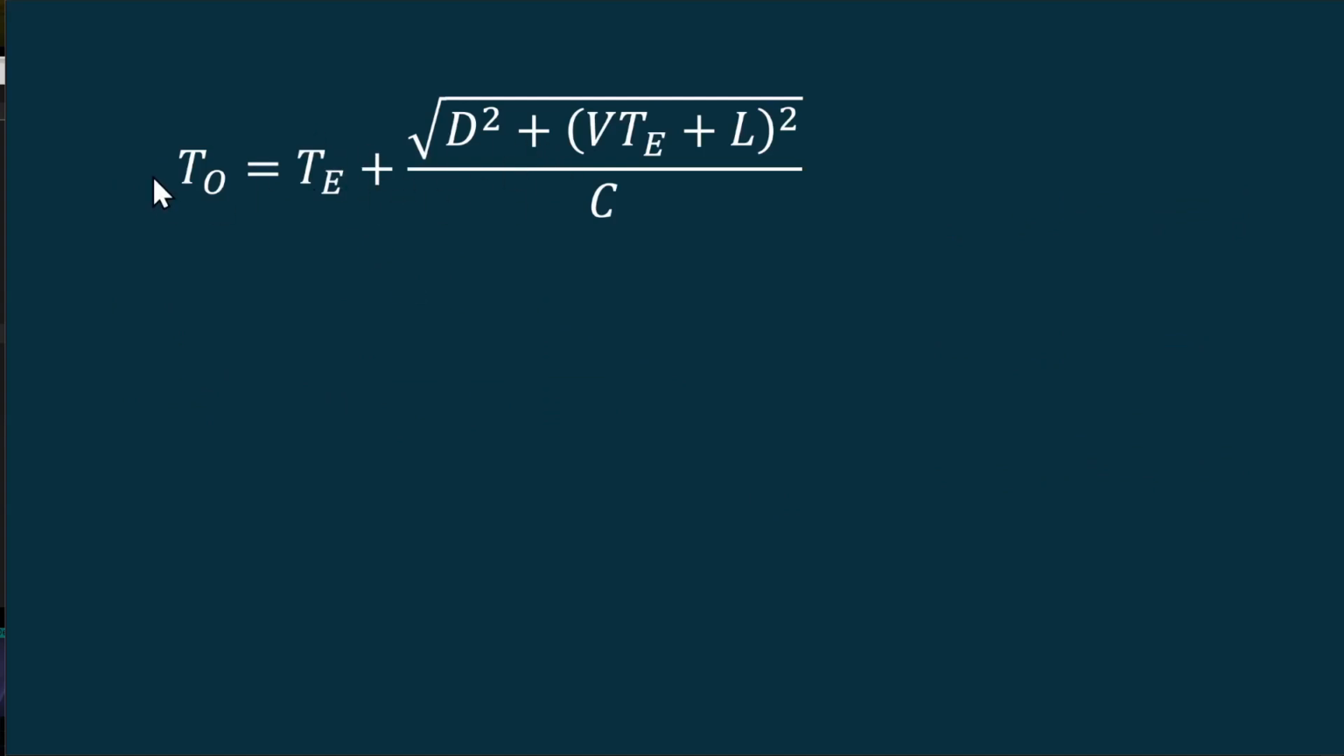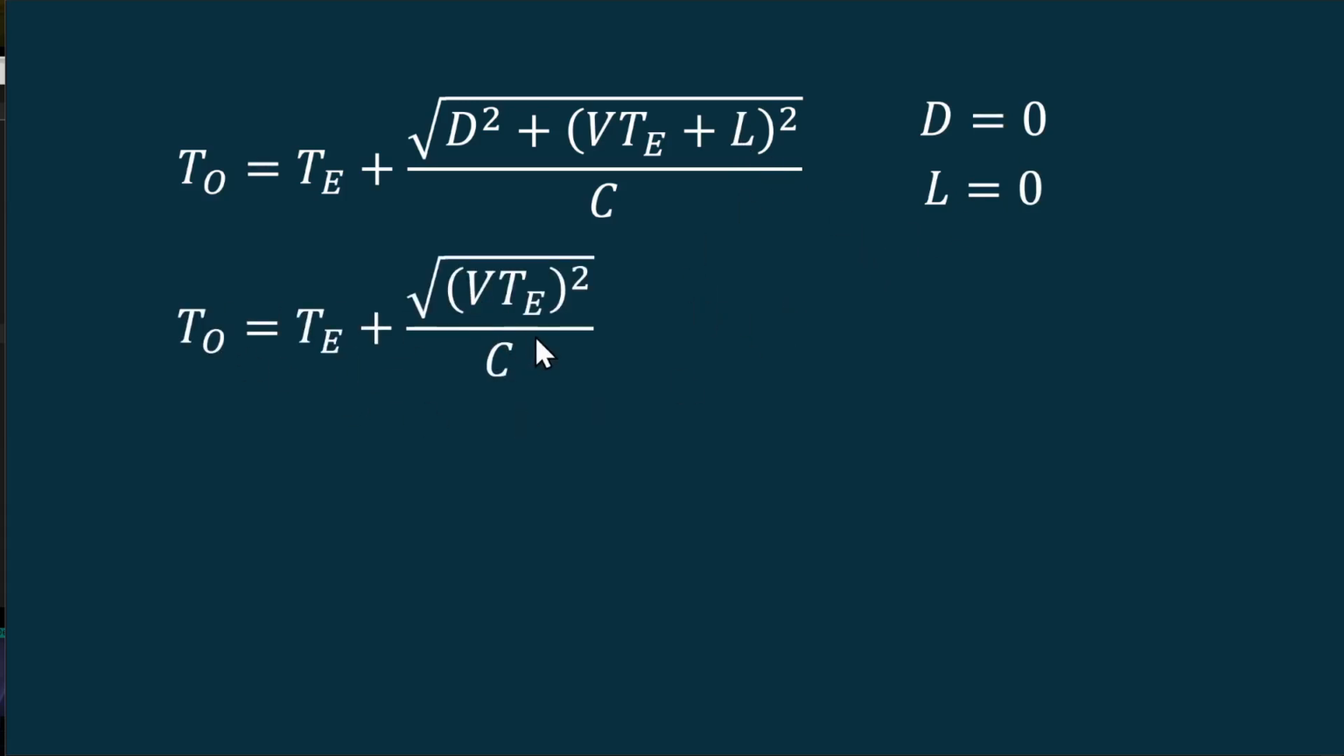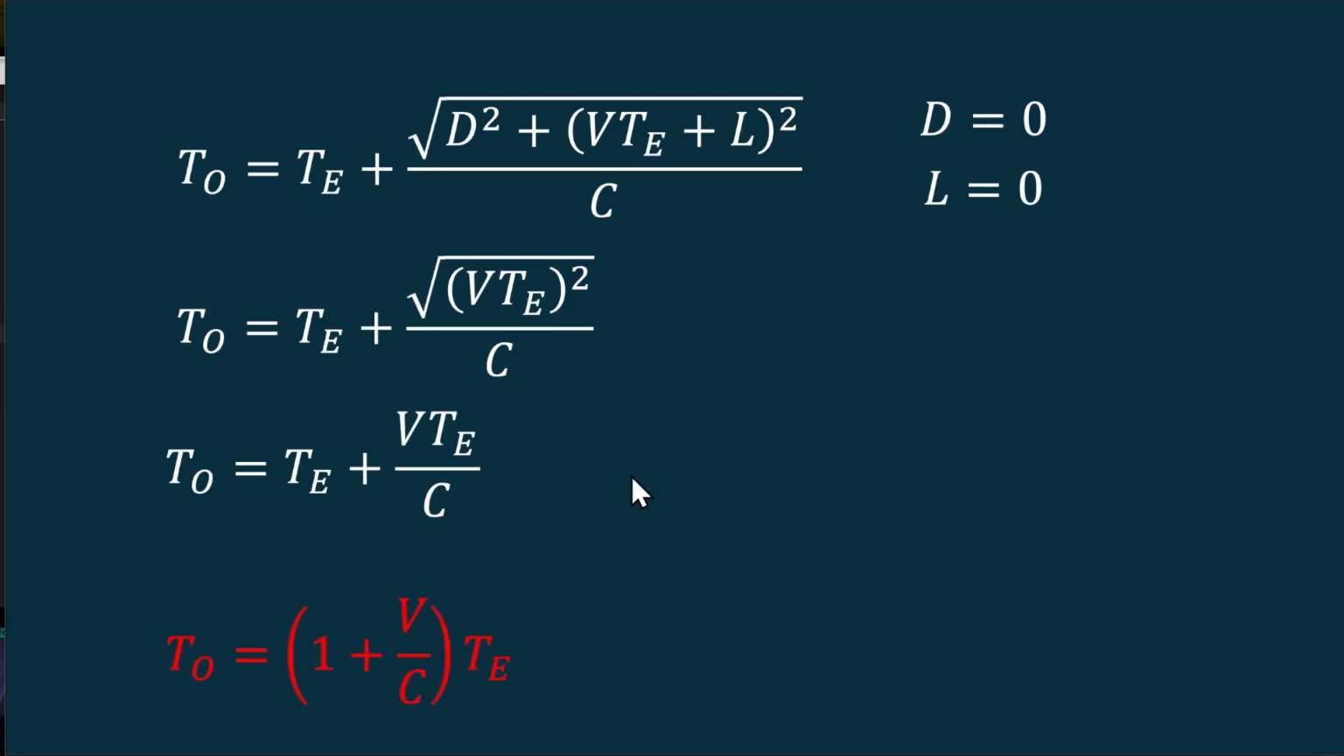So we can consider this, that the time of observation is the time of emission plus a delta time. And we can simplify this sum and say, well, the distance to the observer is 0, and the length of the object is 0, then we can simplify it to this. And this square root of something squared is just velocity times the time of emission, right? So we get this equation: time observed is 1 plus v over c times time of emission.